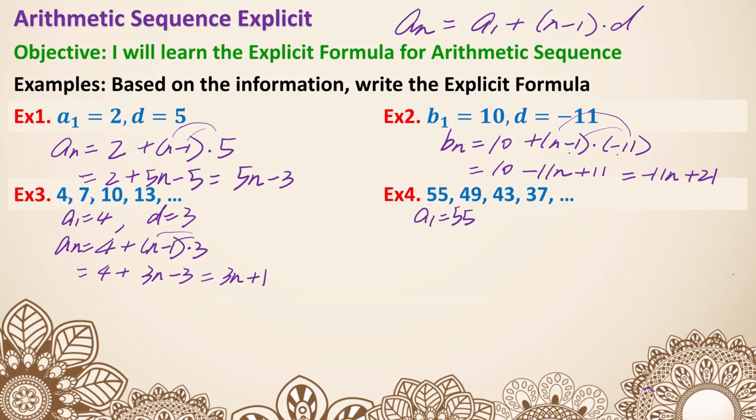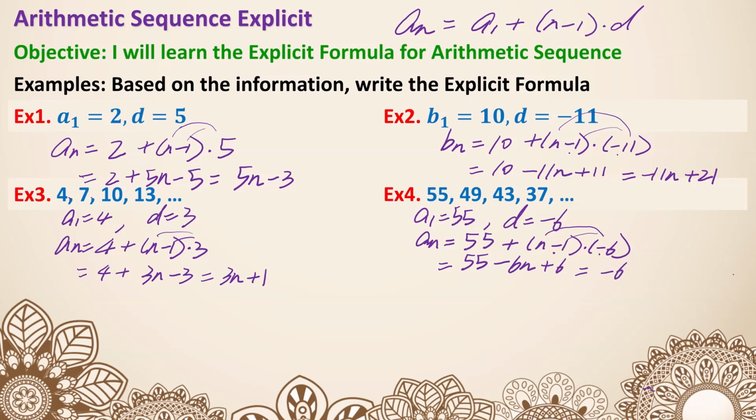Next, a sub 1 is 55. And from 55 to 49, 49 to 43, 43 to 37, d is a negative 6. So a sub n equals 55 plus n minus 1 times a negative 6. Make sure to distribute a negative 6. We got 55 minus 6n. That's a negative 1 times a negative 6, so plus 6, which is negative 6n plus 61.